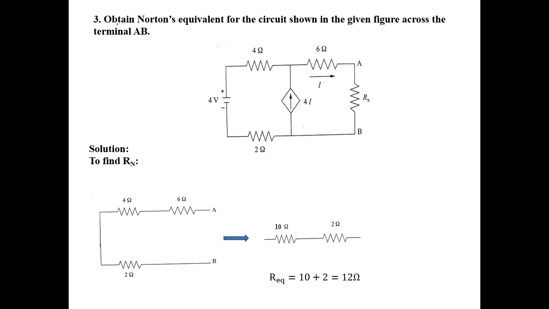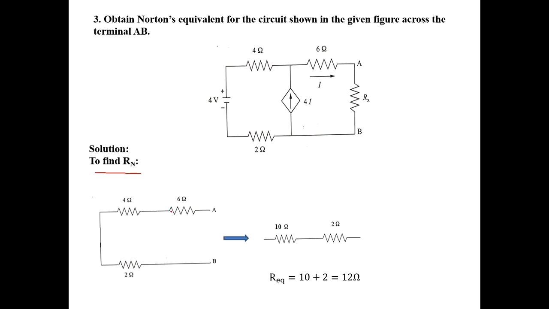Next problem. Obtain Norton's equivalent for the circuit shown in the given figure across the terminal AB. Here in this terminal we have to find the Norton's equivalent circuit. For that, first we have to find the Norton resistance. We know that a current source means open this one, a voltage source means short, and also remove the load resistance. So our circuit will be this one.